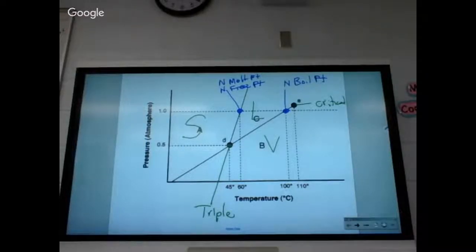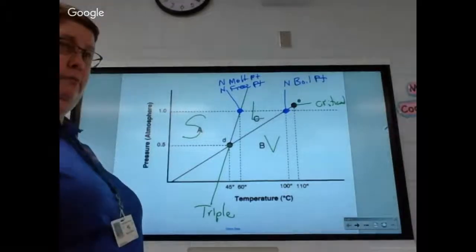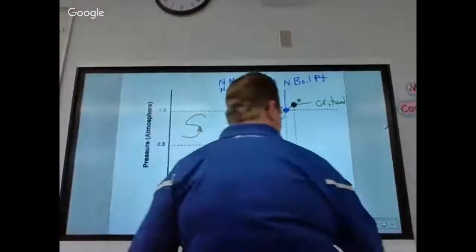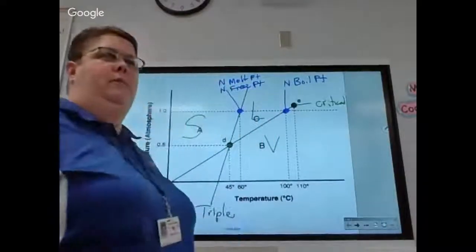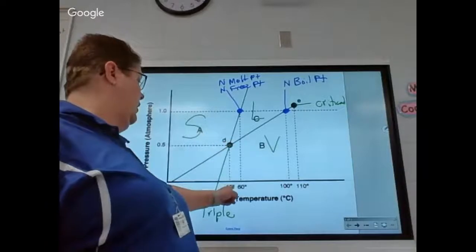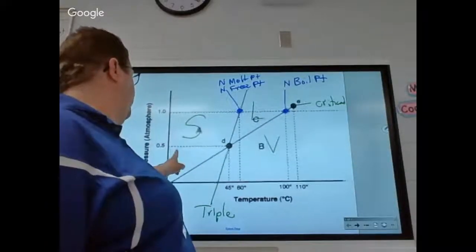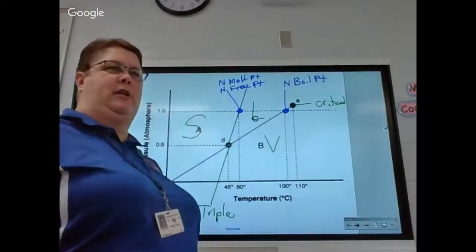Anybody else? Well, we need a calculator for this. I will check, but I don't think so. But I will double check. All right, can we do the multiple choice homework I gave you? The temperature and pressure at which all three phases coexist, that's the triple point. So read down and you'd get the temperature at 45. Pressure, you'd read over, and it'd be 0.5. Does that make sense?